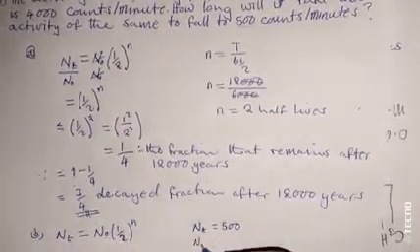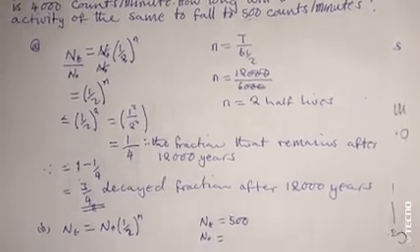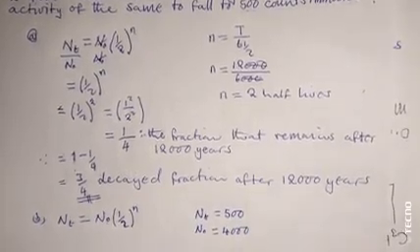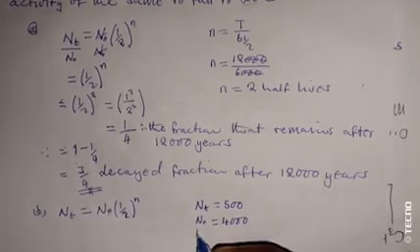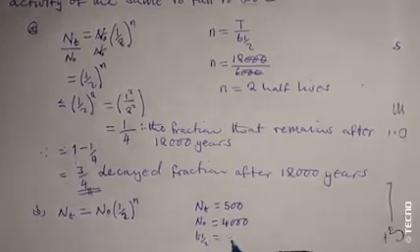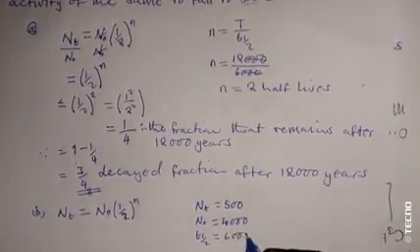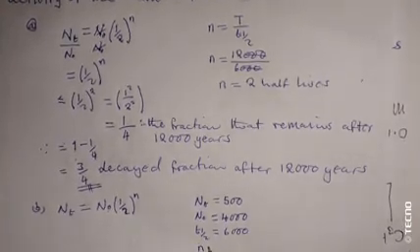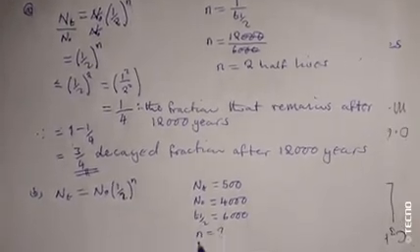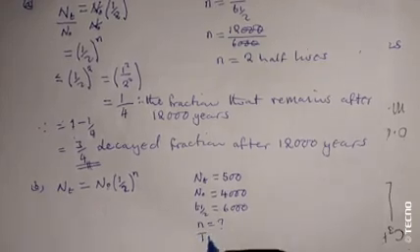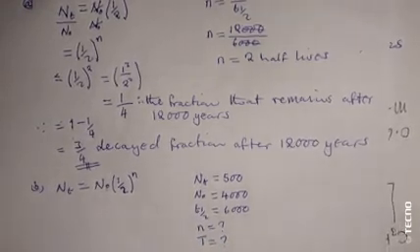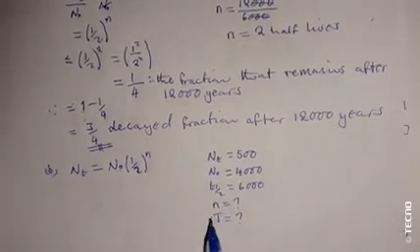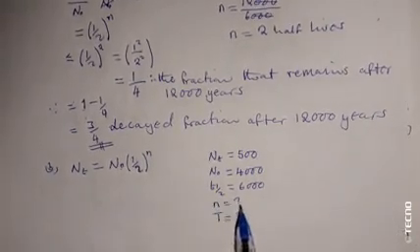So N_0 is 4,000 counts. And the half-life here is 600, or sorry, 6,000. Then n here we don't have. Then the total time taken, again we do not have. Okay, and what they want is this one. So we use this formula to calculate the value of n, the number of half-lives.